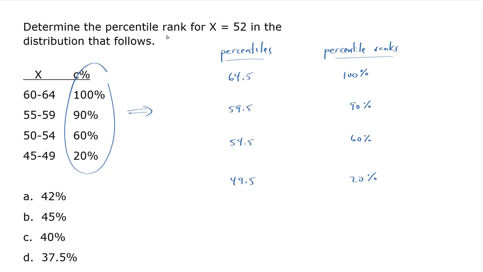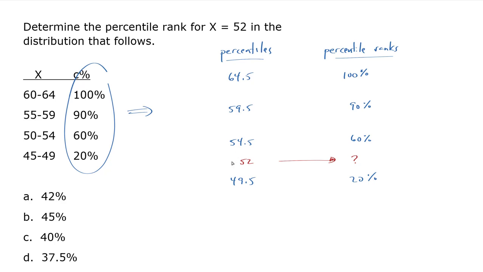So they're asking us to find the percentile rank. So find in this list of percentages here, what would correspond to 52. So where is 52? Well, it falls in between these ones here. So 52 is in here, and we need to know what does that go with in terms of a percentage. The way that we're going to do this is we're going to find how far into the interval between 54.5 and 49.5 the score 52 is.